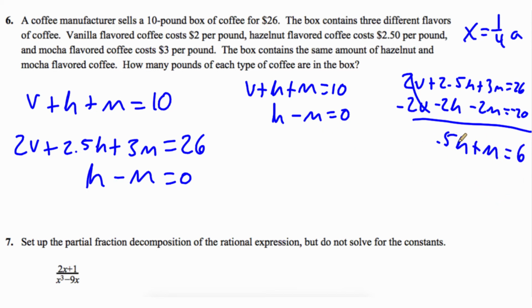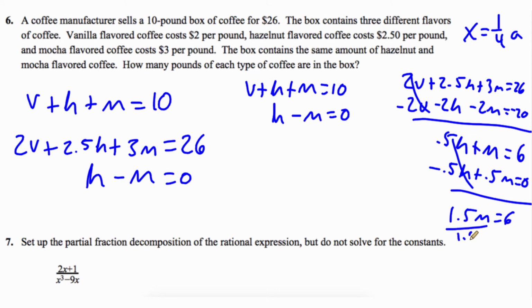Now we're looking at getting rid of H next. So I'm going to take this H equation right here in the middle and multiply it by -0.5. So we get -0.5H plus 0.5M equals 0. Add these up and the H's cancel out. We've got 1.5M equals 6. Divide both sides by 1.5 and our M value is 4.